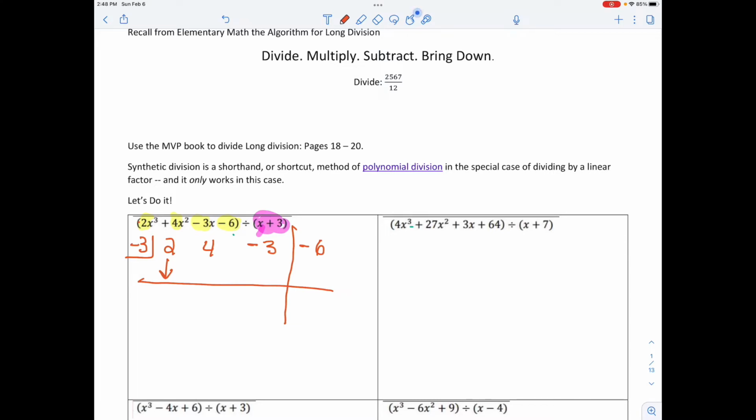And the way this process works is just a matter of multiplying and adding. So the leading coefficient will drop, and then we're going to multiply and add. So -3 times 2 is -6. So I multiplied these two together, and now I'm going to add these two together. So 4 plus -6 is -2. And I repeat that process. I'm going to multiply -3 and -2 to get +6. Add these two together, we get +3.